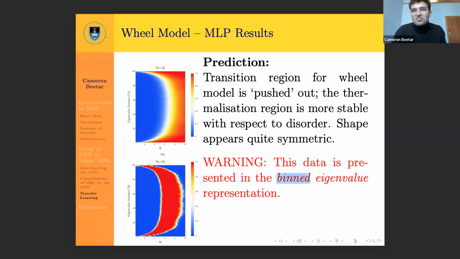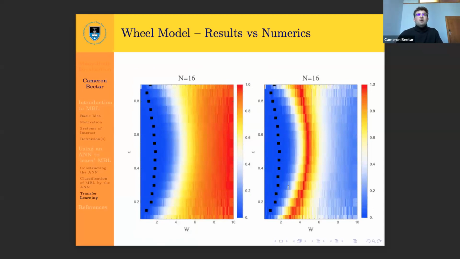Again, a little warning: this uses the binned eigenvalue number representation, as opposed to the epsilon representation. And when you run the numerics, what do you find? For the wheel model, it predicts almost the same thing. The black dots are the data from Wits et al., the data we wanted to model, the data for that original ring.